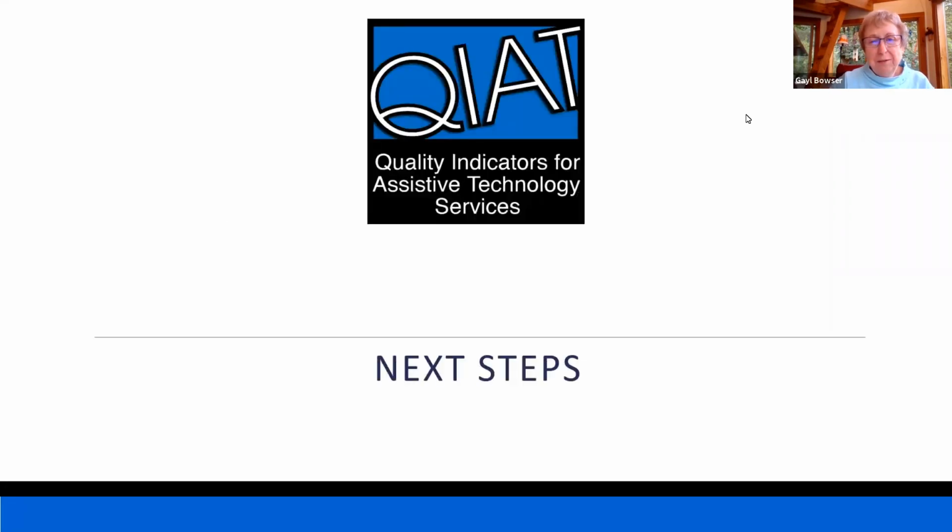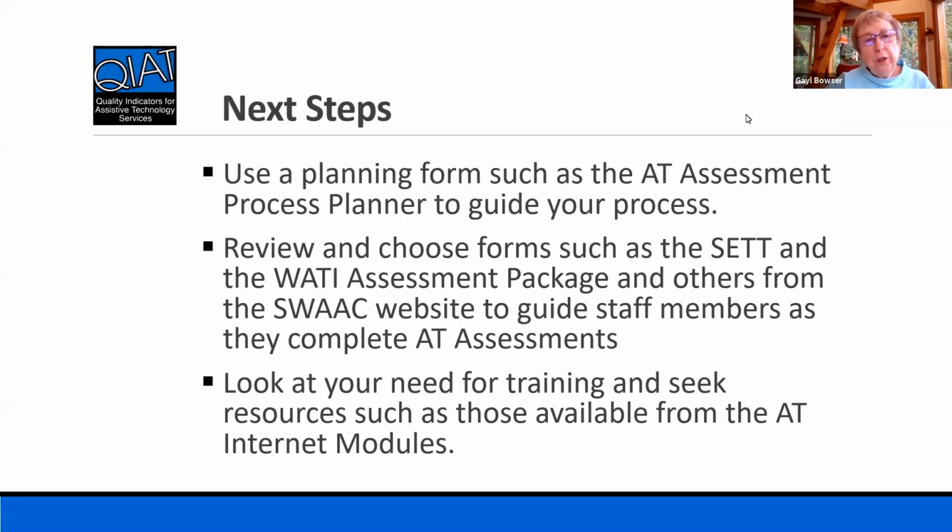So what are the next steps? I think you want to use some kind of a planning form to get you started. And I recommend the AT Assessment Process Planner, which we've included in this packet of materials, to guide your process. It can be the beginning of your procedures because it has step-by-step directions to complete an assistive technology assessment. Then I would suggest that you review and choose some forms, such as the SETT forms or the WATI assessment package, and others from the SWAAC website, and that's the statewide AAC program from the Colorado Department of Ed.